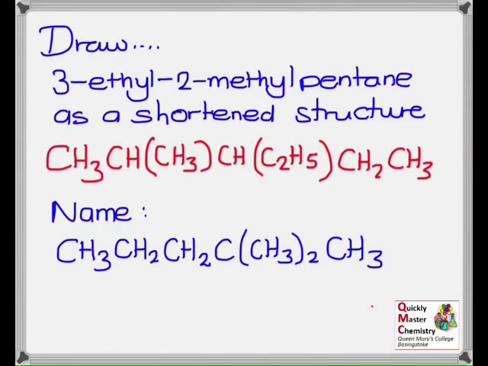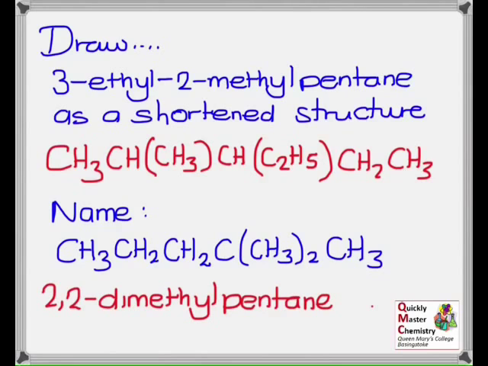A final test. Here's the name, here's a structure drawn in the shortened structural formula, so think about what we've just said about how branches are represented. What would be the systematic name for this molecule? And it turns out to be 2,2-dimethyl pentane. So if you count the carbons in the main chain, there's 5 of them, hence the pentane, and we've got 2 CH3 groups attached to the same carbon, which, if you count from the right-hand end as it's written here, would be carbon 2.